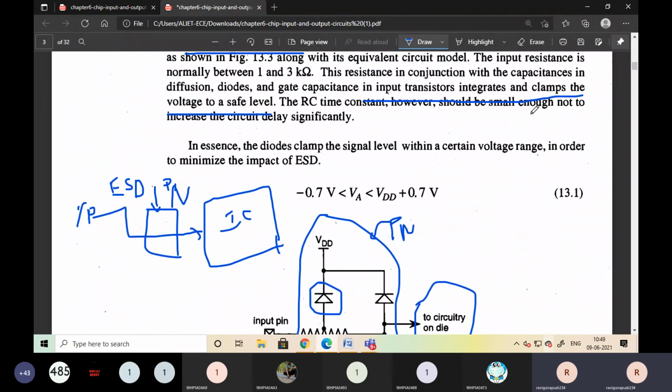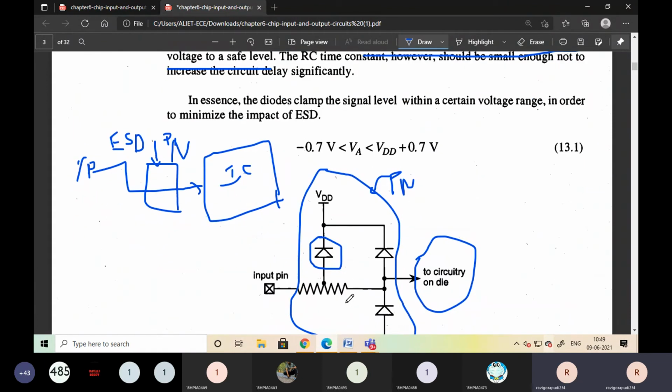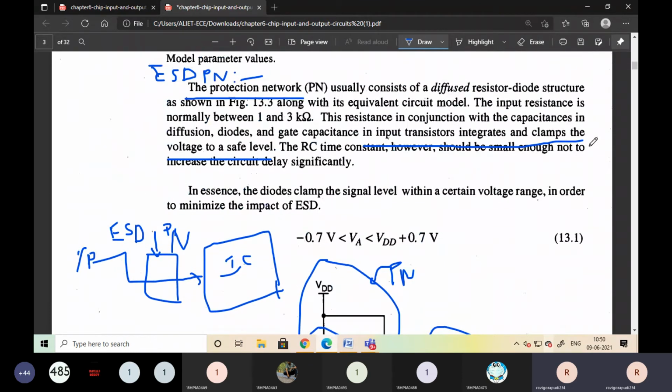What is happening here? Clamping will happen. Already for you, the PDC subject is over. There we discussed clamping networks, diode and some resistor or some voltage. If you apply some positive voltage, say 5 volts, it clamps, and if you apply some negative voltage, negative clamping. Like that, it will happen here. Clamping will happen and voltage to a safe level is allowed.